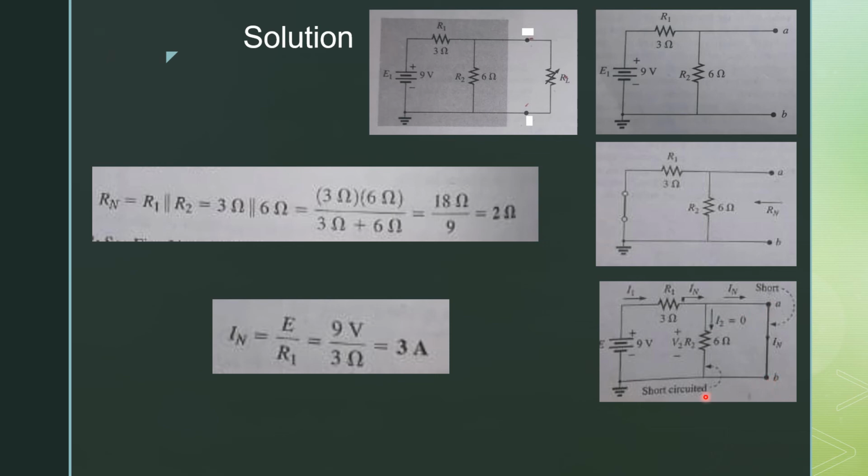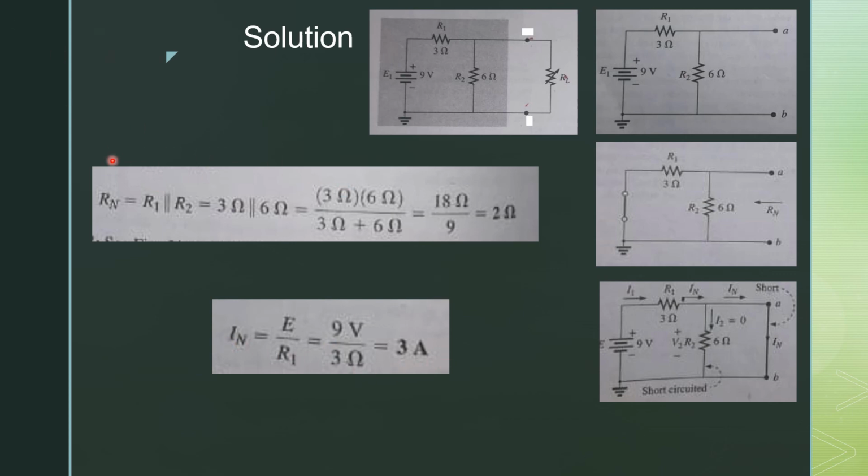So we have a simple series circuit with a 9 volt voltage source and R1. The current through the circuit is equal to the applied voltage divided by the total resistance. When this point becomes short, R2 has no effect on the circuit, so we remove R2 from the circuit and have only R1. When we substitute the values into the relation, we get I Norton, which is equal to 3 amperes.